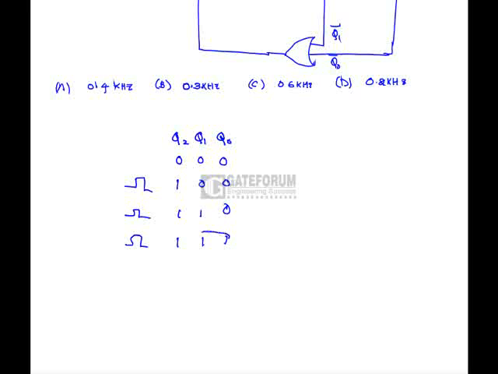For this particular combination, Q1 bar is 0, Q0 bar is 0. Hence, the output of the OR gate is going to be 0. There is no need of an extra clock pulse to clear the counter, because this is a combination. Whenever the inputs appear across this, it is going to clear the counter. Hence, from here it goes back to here.